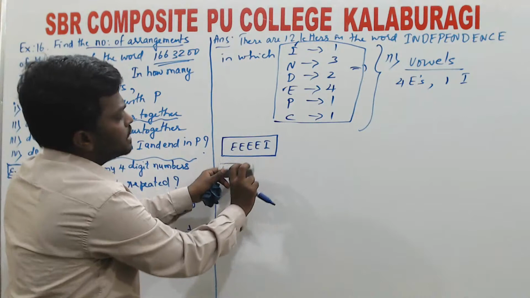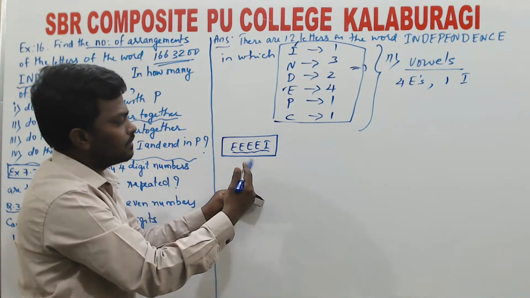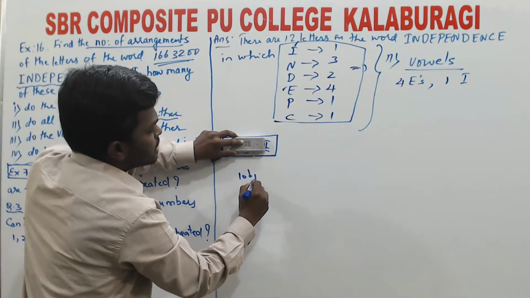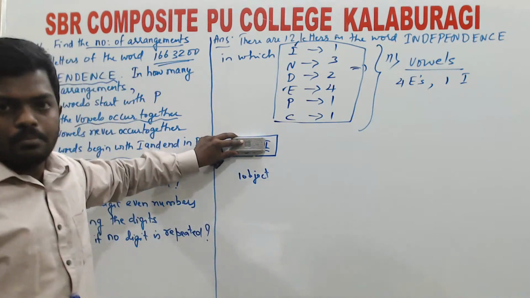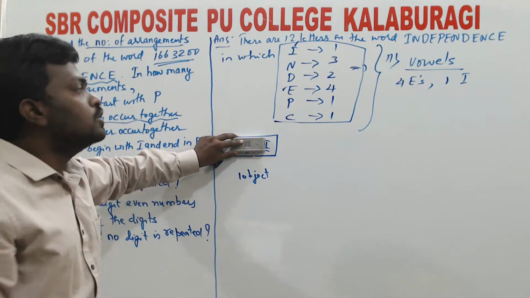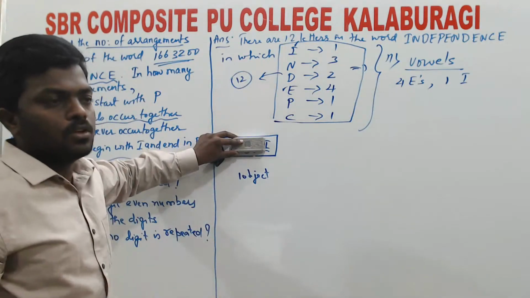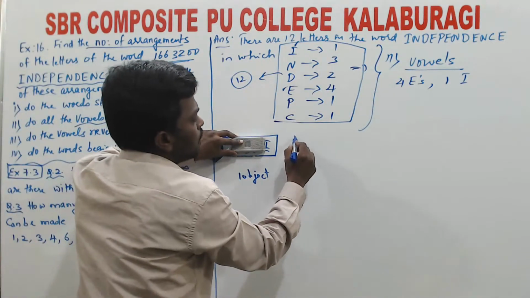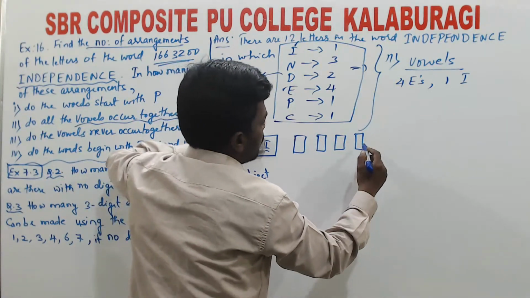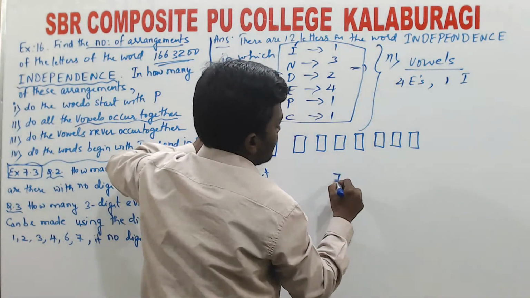So already in this box, 5 are gone. So among 12, for the time being, this is our one object, right? Because these letters have to be together, the vowels should be together, right? So among the 12 letters, how many are left now? We are left with 7 objects.